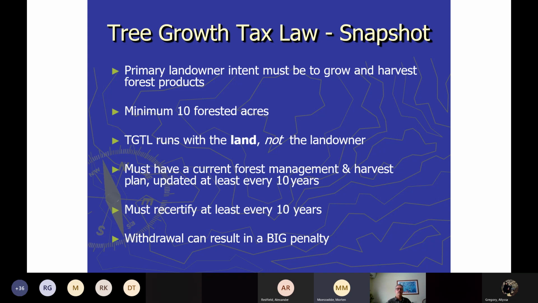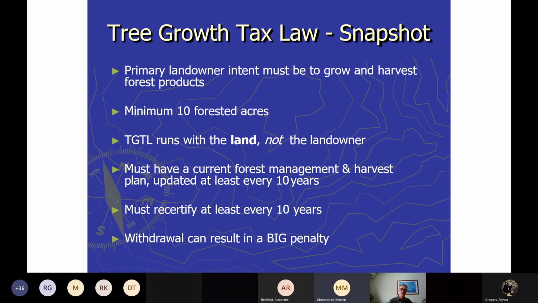It is not an option to opt out of tree growth. It's not like you can serve out your 10 years and then you're done. It is a requirement that you recertify, but it's not an option to unenroll at that point. There are cases where land is withdrawn, and we'll talk about that, but it's really important for people to understand that withdrawal results in some kind of penalty, and oftentimes those penalties can be quite substantial, and in some cases, very, very substantial. So it's not something for everyone.